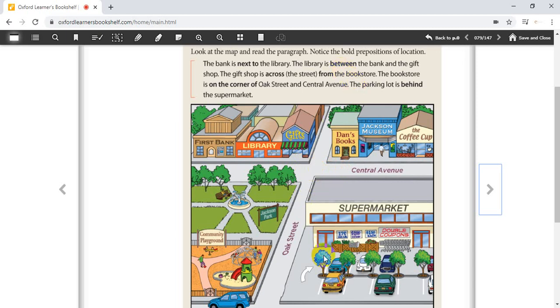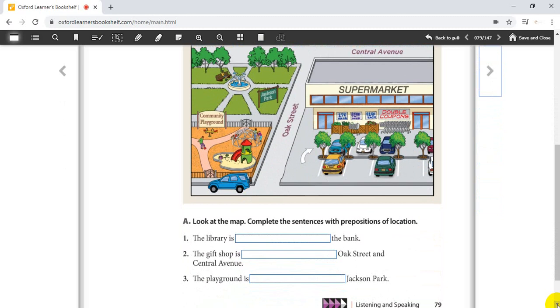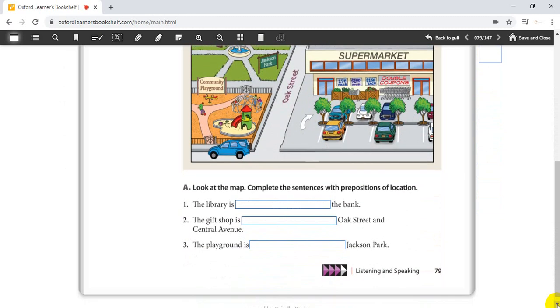The parking lot, this is the parking lot, is behind the supermarket. Behind means on the back side. Okay. Now, activity A, page 79.